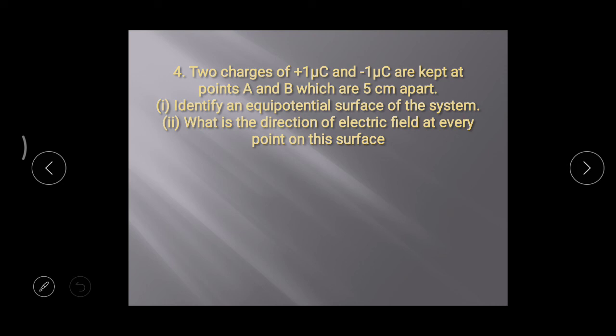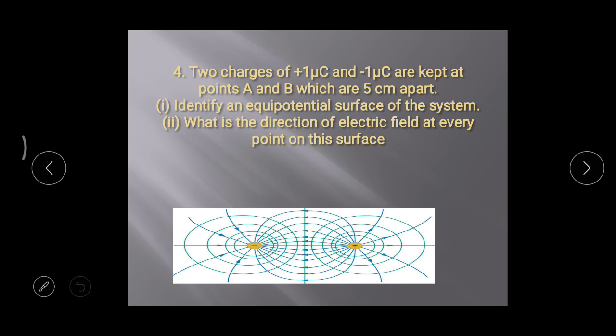So we have to draw the equipotential surface of an electric dipole, which we had already drawn in the previous slides. We take it again, and these are the equipotential surfaces of this electric dipole, and the middle one is a plane which is perpendicular to the direction of electric field. So this is the equipotential surface we can choose.